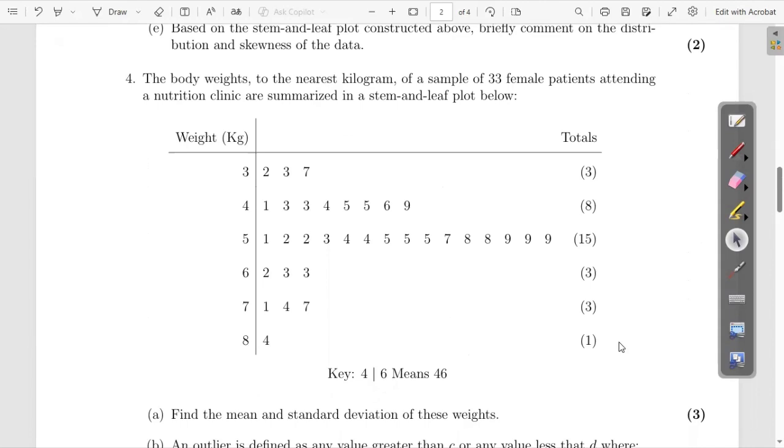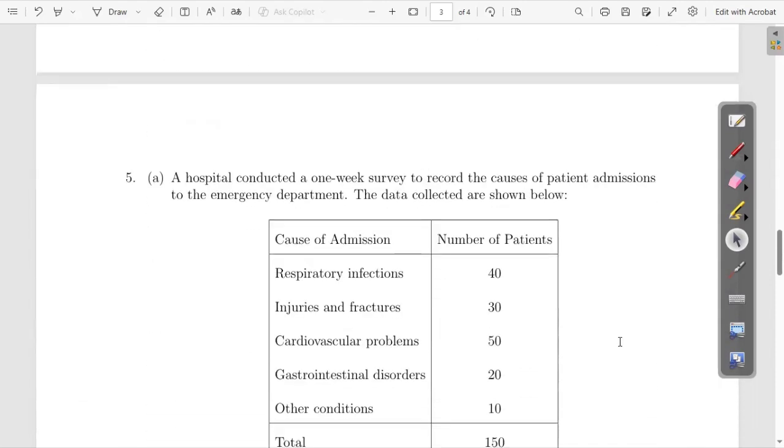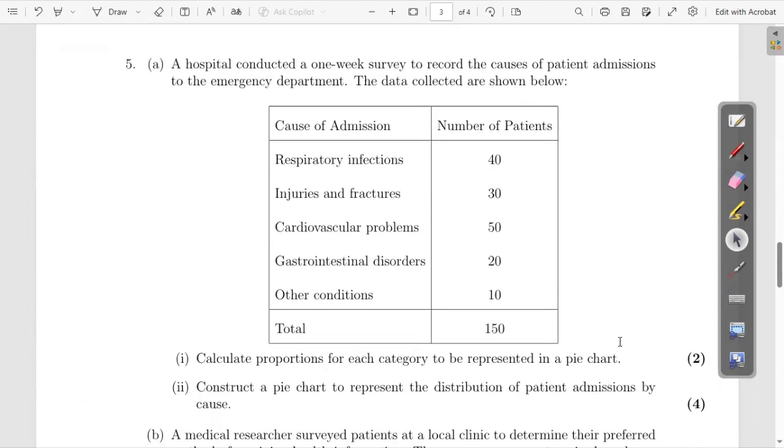Okay, from there, we'll talk about the skewness of the data. So is it symmetric? Is it positive skewed? Is it negative skewed? We are going to learn all those concepts. We're also going to learn how to represent data on a pie chart, as well as a bar graph. And then we're also going to talk about histograms that are made using the frequency density.